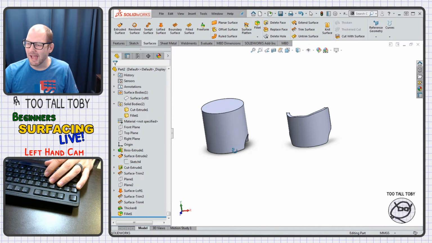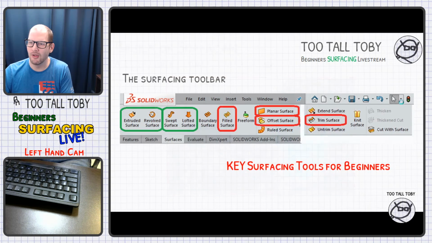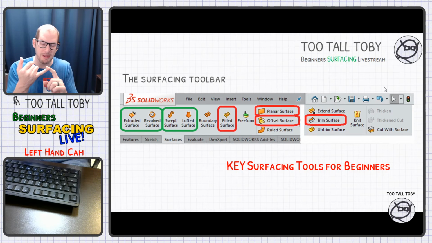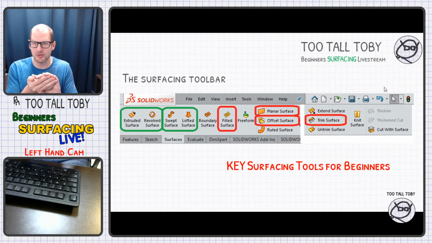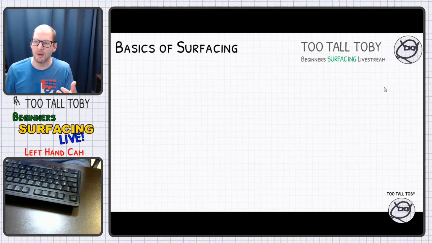All right, so I think that's it for our first lesson here. Every solid is actually a group of surfaces. We talked about how when you're working with surfacing, if you can learn these key tools, learn how to do extrude, revolve, sweep, and loft, which are tools that you probably already know, and learn how to do the filled surface command, a planar surface, an offset surface, and a trim surface, you're going to be able to create a lot of really cool stuff. These are the key surfacing tools for beginners. And then, of course, the knit command. Whenever you're doing surfacing, you're going to need to learn how to use the knit command to knit those surfaces together into a solid.